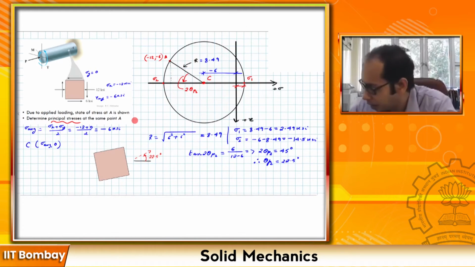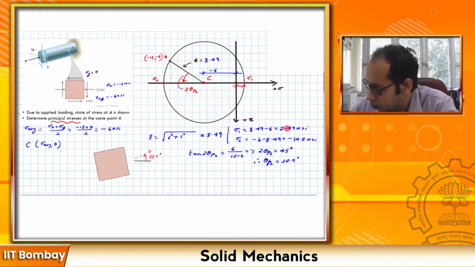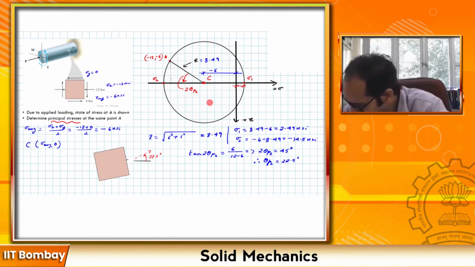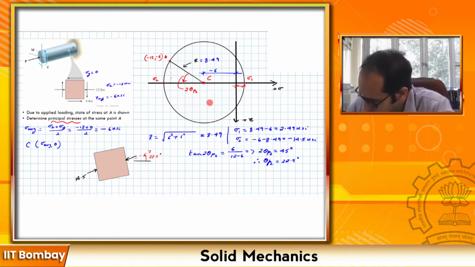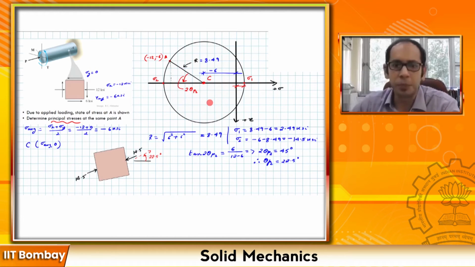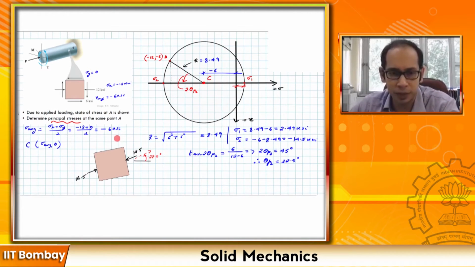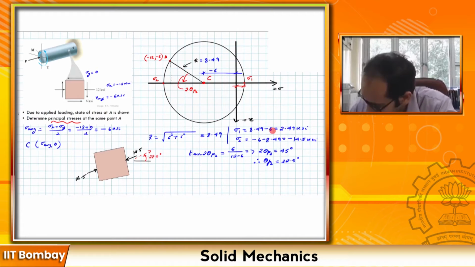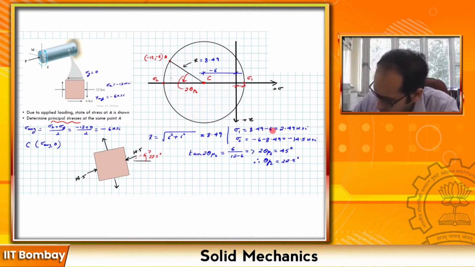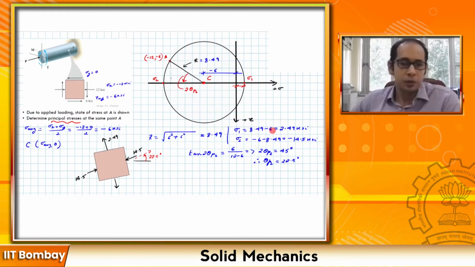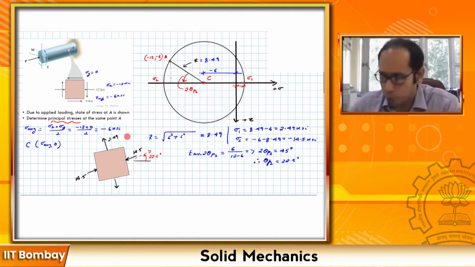So for theta P2, I have this sigma 2, which is minus 14.5. It is a compressive stress, and the other stress is tensile, that is 2.49. Of course, it has to act on the other faces. These are the tensile stresses that you have, 2.49 and 2.49.